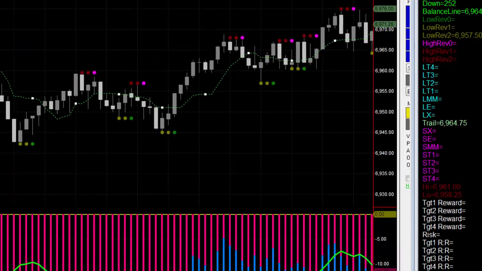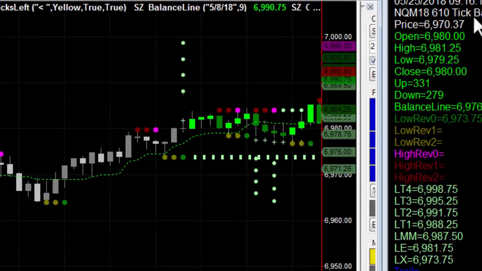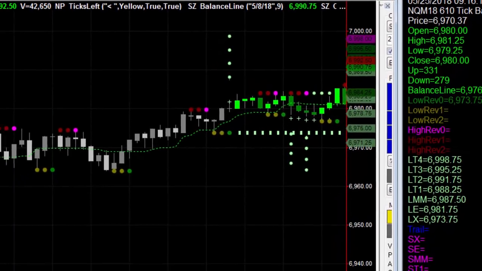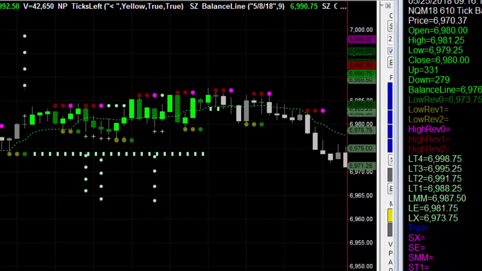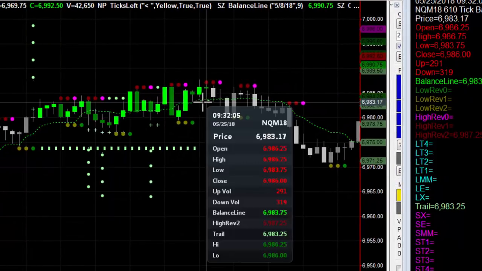I mean, it's a trade of opportunity waiting for the SubZero setup. Gets a long trade here. This is at 9:16 during the US session. And it ultimately comes up and hits its money management and then stops out for just a few ticks.